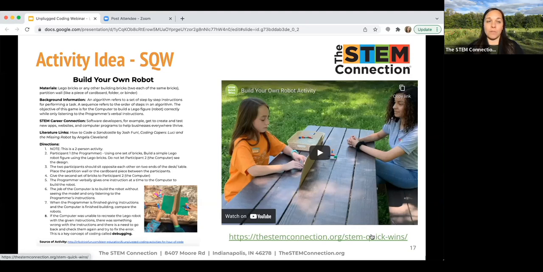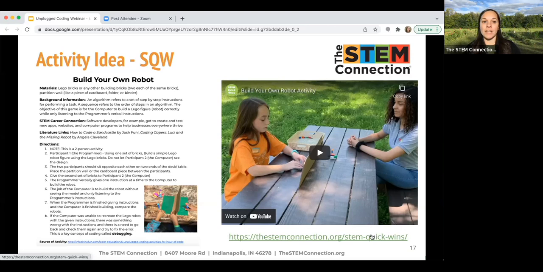So we have, like I said, our library of STEM quick wins that you can find on our website. And there are 4 or 5 activities specifically designated as unplugged coding activities. And when you see these activities, there's an activity sheet that goes with it. And then there's a short video that also shows the activity in action. So you can kind of get a sense of what to expect, or the kids can kind of build some excitement about it.